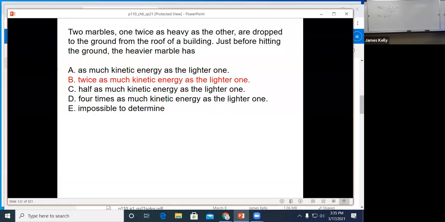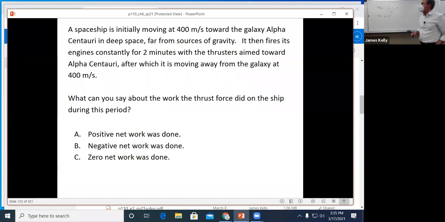Okay, let's go to the next one. A spaceship is initially moving at 400 meters per second. It's deep in space, far from sources of gravity, toward Alpha Centauri. Right, so it's heading towards this other star system. Then it fires its engines constantly to get moving away from Alpha Centauri. So it's going at 400 meters per second towards Alpha Centauri. Maybe its thrusters are aimed backwards.